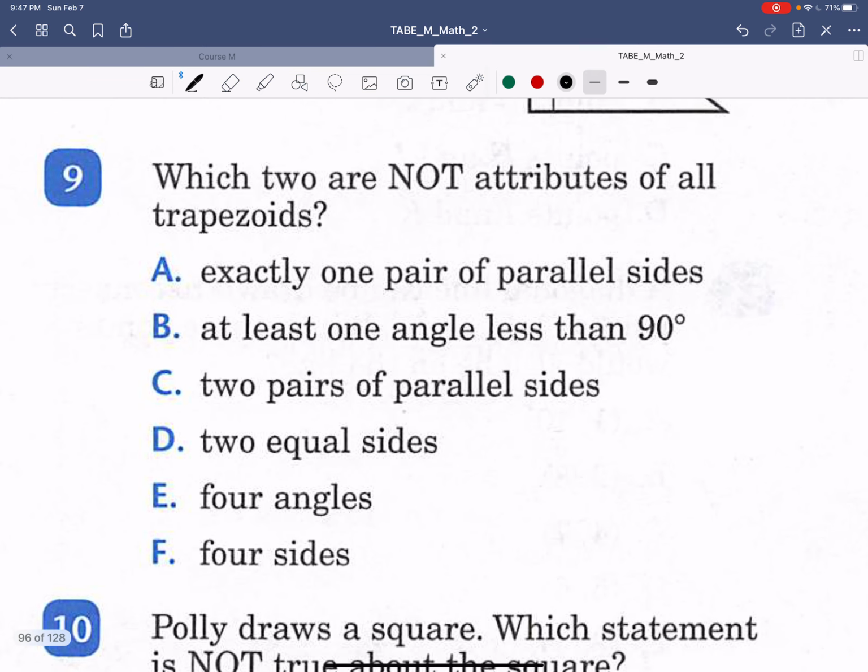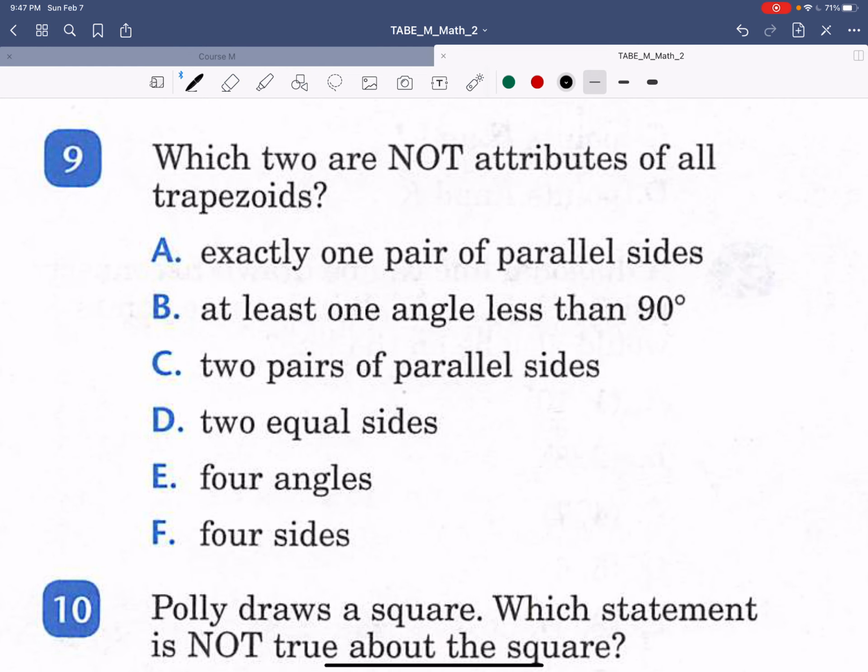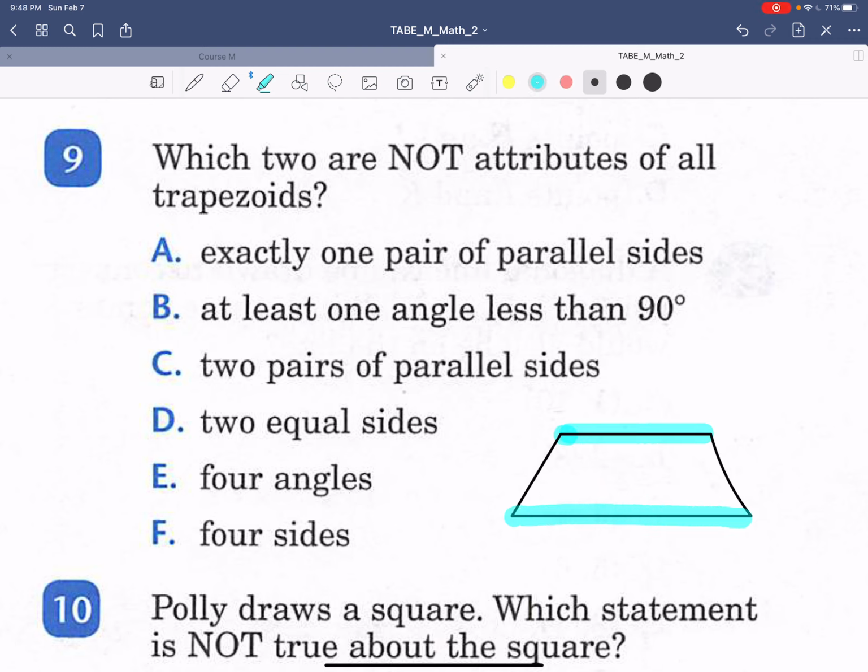Number 9. Which 2 answers are not attributes of all trapezoids? Let me draw you a trapezoid. This is one example of a trapezoid. It has exactly 1 pair of parallel sides. That is true. It has at least 1 angle that is less than 90. That is true. Right there's 1, and right there's 1. 2 pairs of parallel sides? No, not if it's a trapezoid. It only has 1 pair.